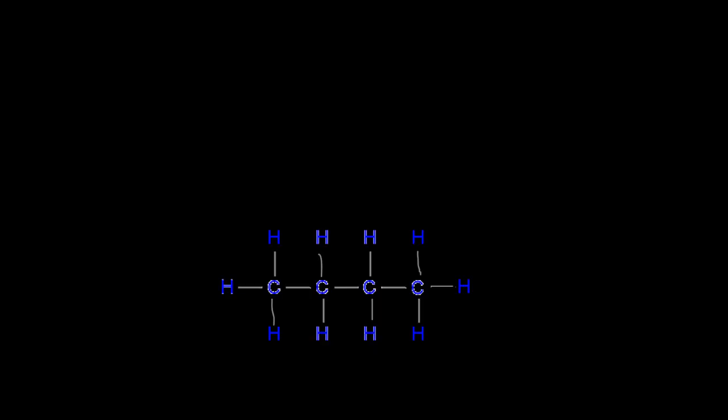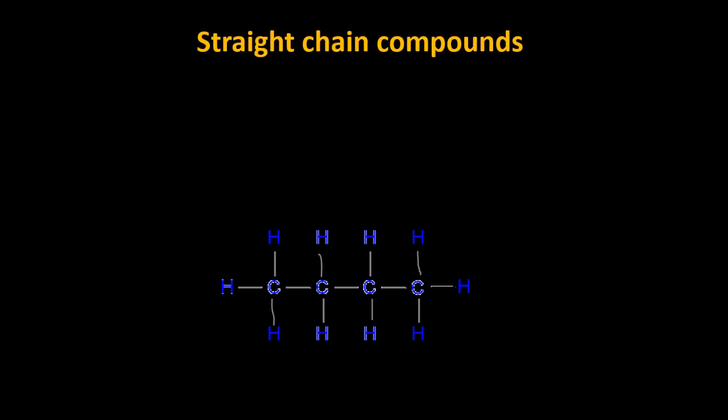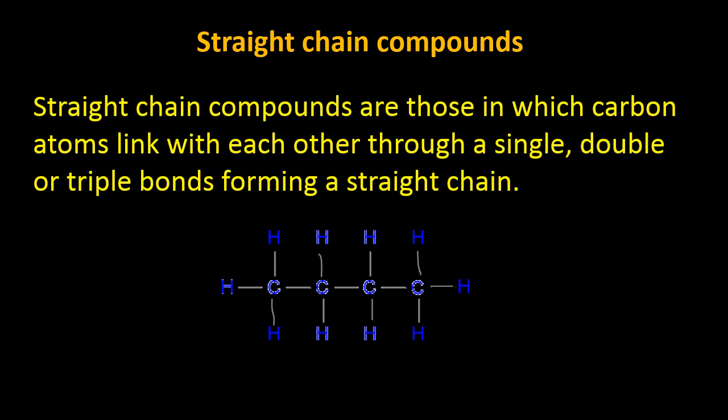To make it more simple, let's take an example. What is this? Yes, this is butane. It has four carbon atoms, and we all know that these four carbon atoms are arranged in a straight line and satisfying their valences. Carbon can satisfy its four valences, can form four bonds. So that's why here carbon is forming four bonds with hydrogens.